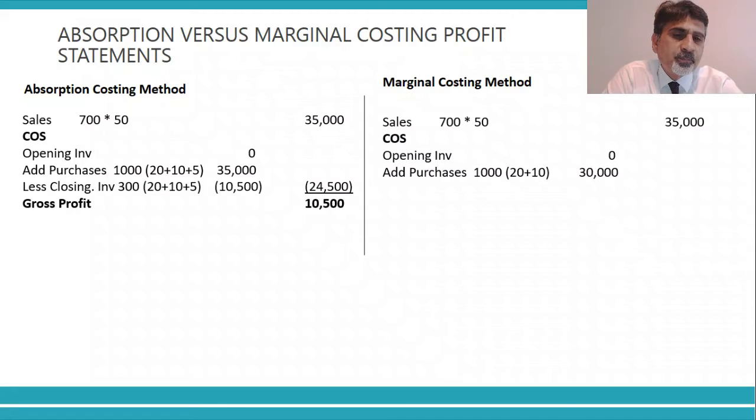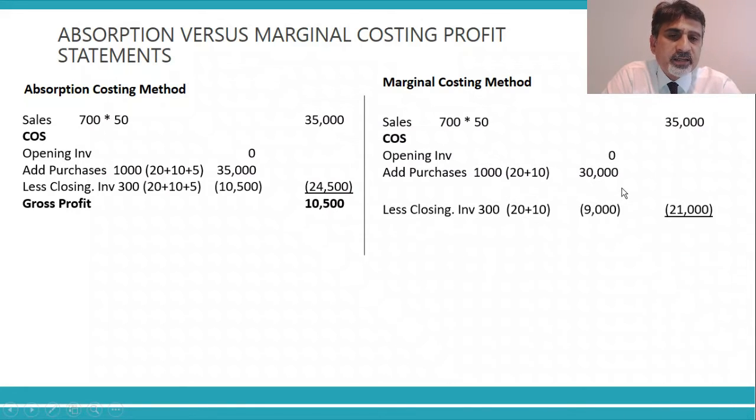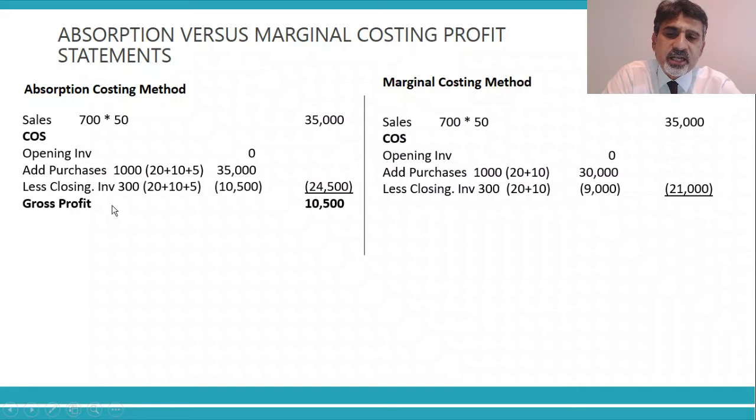So 1000 multiplied by 30, it is 30,000, and then I say less closing inventory 300 units just like before, but the cost I don't charge 35, we charge only $30 because that's the variable cost. Fixed cost we do not include. So it makes 9,000. So your cost of sales is 21,000. What does that mean? It means that the revenue from the sale of 700 units is 35,000 and the marginal cost of producing 700 units is 21,000. You can consider it 700 multiplied by 30. Remember, the cost of making one table is 30. So 700 multiplied by 30 is 21,000.